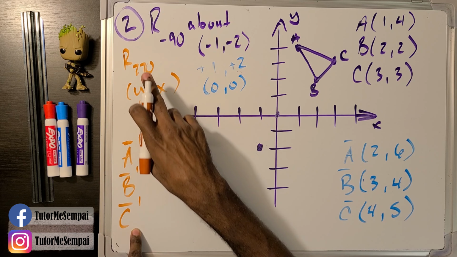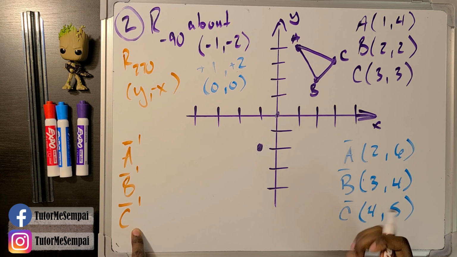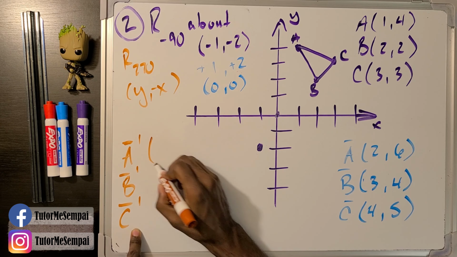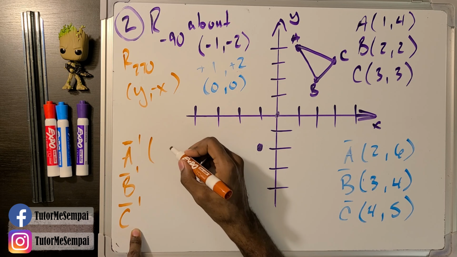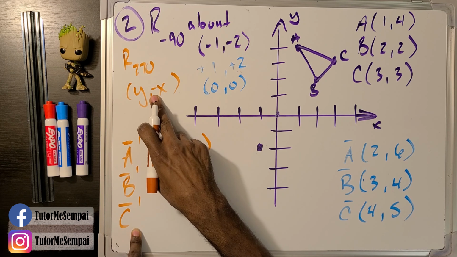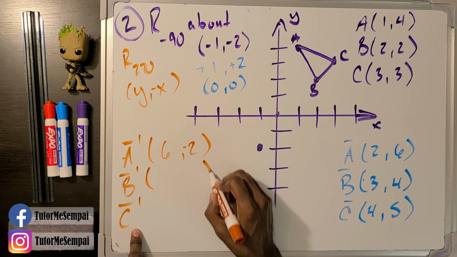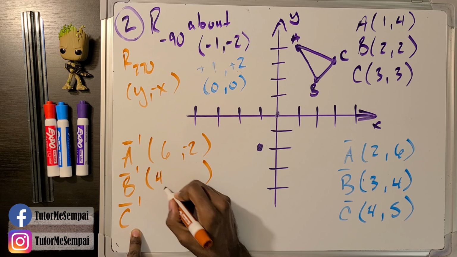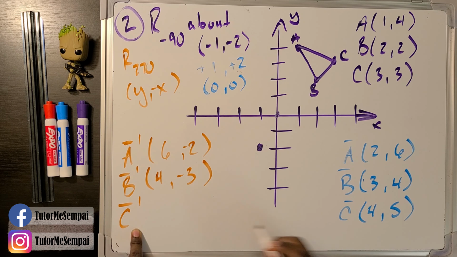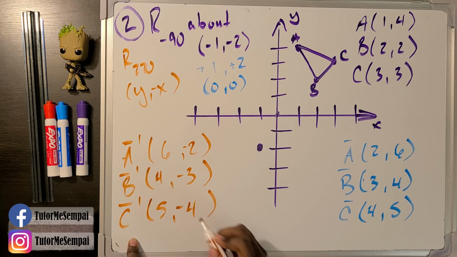So if we apply this shortcut rotation to these points, what do we get? So first we're going to be swapping x and y. So A bar prime becomes 6, 2 here. However, we need to negate that x, so that becomes negative 6, 2. Our B bar prime becomes 4, 3, but we need to negate the 4. And our C bar prime becomes 5, 4, but we need to negate the 5.